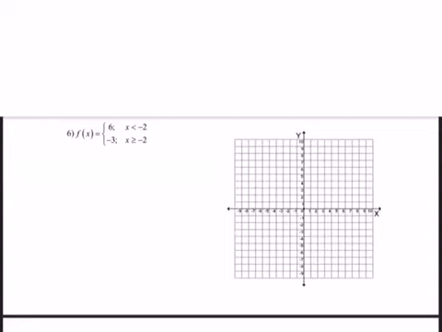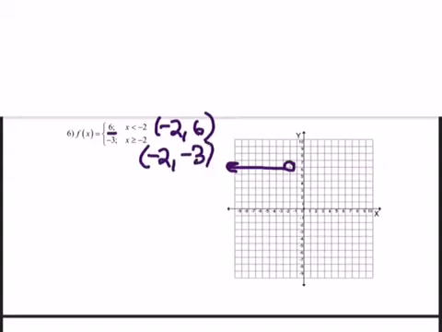All right, number 6, I'm going to have a horizontal line at y equals 6 for all of the values less than negative 2. It's going to be an open circle at (-2, 6), so all the values less than negative 2 will equal 6. And all the values greater than or equal to negative 2, I get (-2, -3), so I'm going to have the closed circle there. So my 2 halves should look something like that.